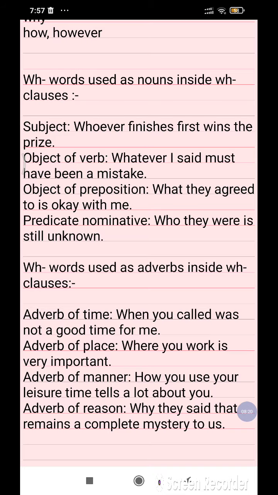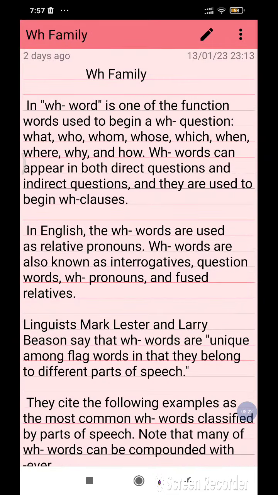So I hope you understand. These are the most important points of the WH family, and these are the main forms of the WH family, which are used in different manners. So these are the most important questions.